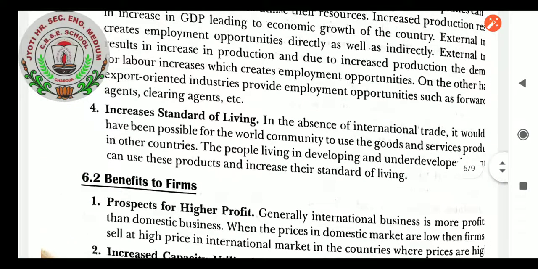Increases the standard of living, students. Yes, definitely the standard of living of the people will change when there is international business, as we come to know what other countries' production is, what the fashion is, and what technology is implemented in other countries. When this technology comes in the form of international business to our country, as that technology is imported, we get more familiar with that technology and the way of work.